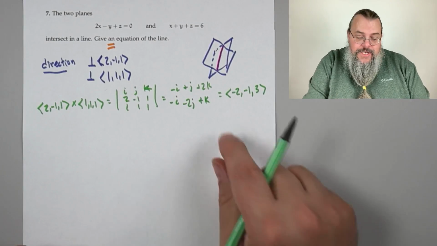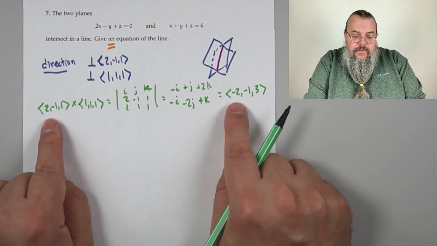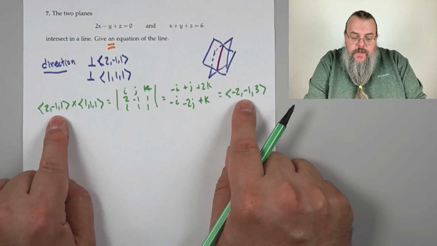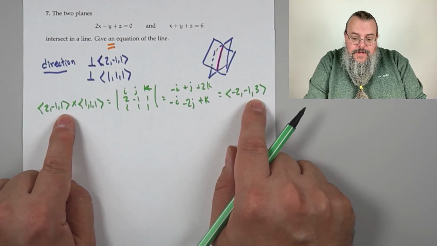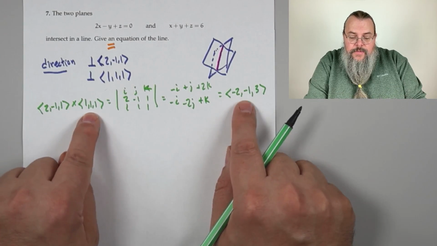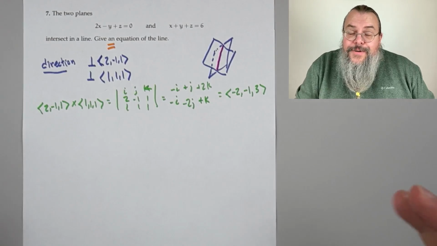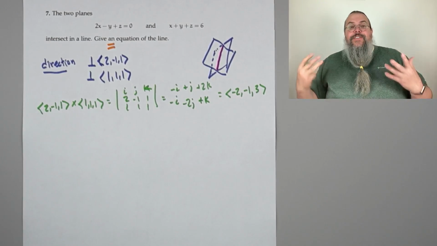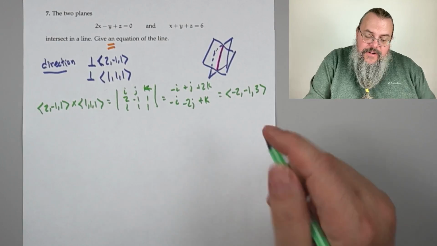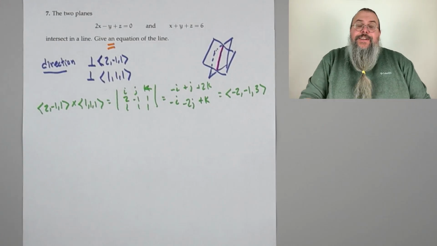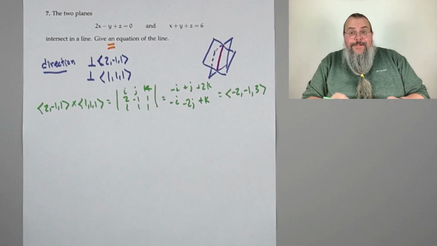Now, quickly double check. Dot products. Minus 4 plus 1 plus 3, 0. Minus 2 minus 1 plus 3, 0. Good. So it's definitely perpendicular to both. Here is our direction. How do you find a point?